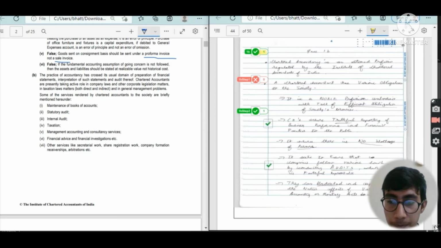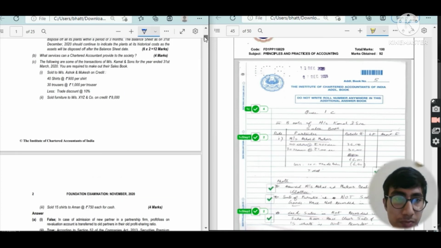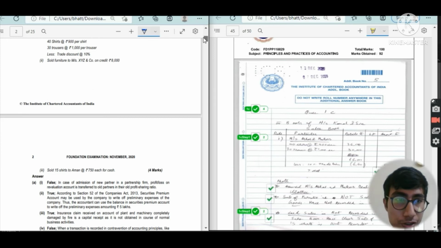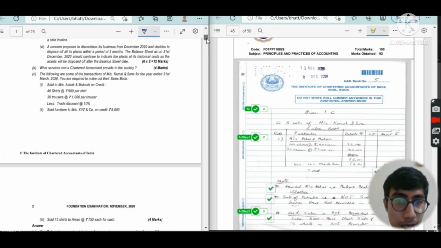Then there was a subsidiary book question. At first, everyone thought, see, such a small question they gave for 4 marks, but there are some items which should not have come here, which should be written as assumptions. It also had marks. You can see 2 steps are there: 2 marks, 2 marks.